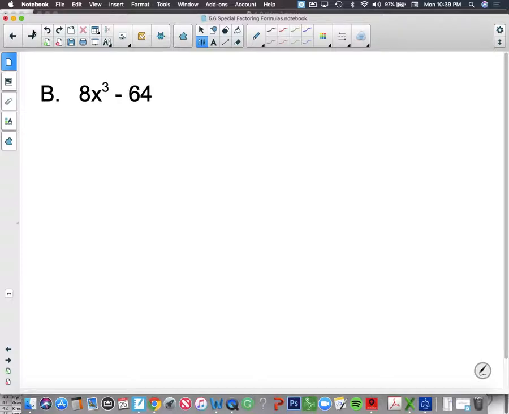8x cubed minus 64. So this is a cubes pattern problem, so I want you to really try it, see if you can figure it out. If you understand it at your table group, then you can show other people how to do it, or they can ask you. Okay, so pause the video here.